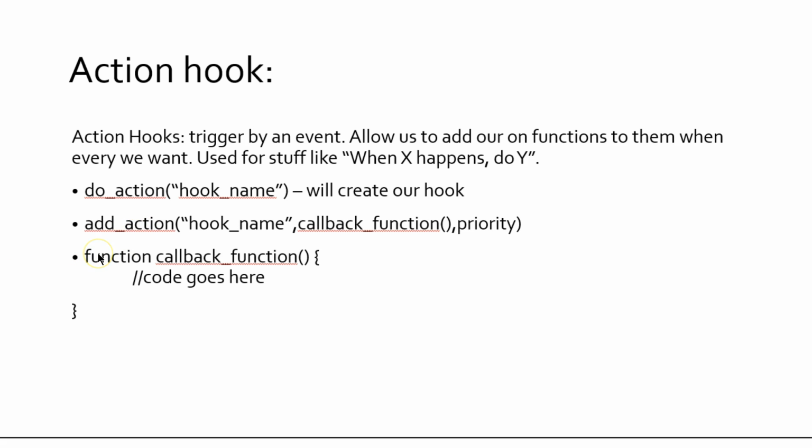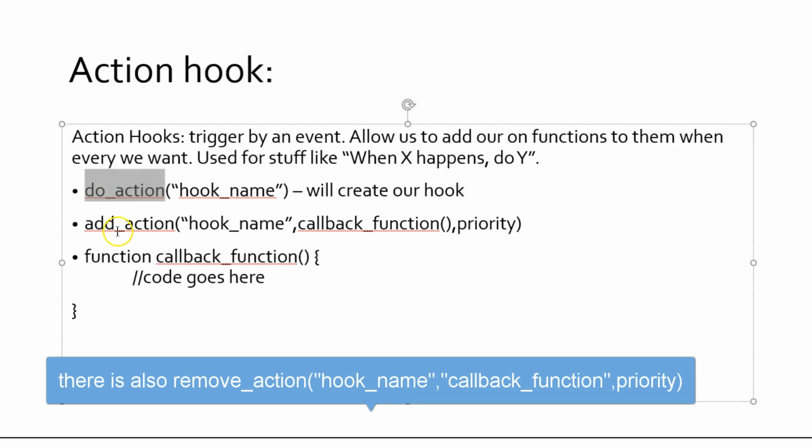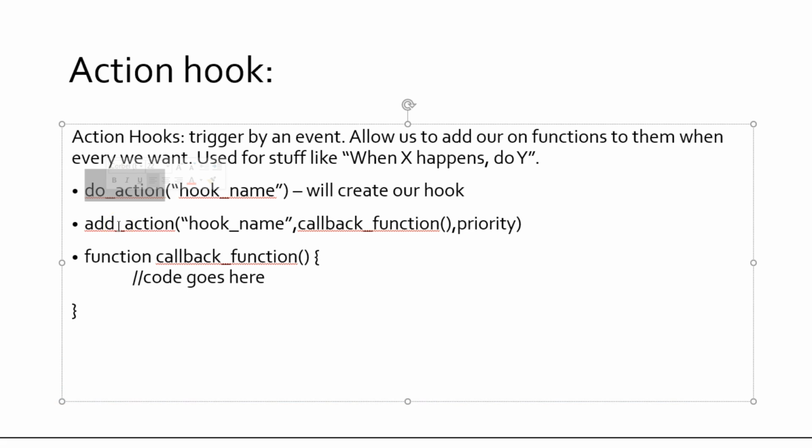So action hooks are basically made up of two types of functions, do_action and add_action. With do_action, you put it where you want something to happen. So you don't know what it will be, but you want something to happen. For example, if you have a user logged in and you want something to happen there, you might put the do_action there. So let me show you exactly what I mean.